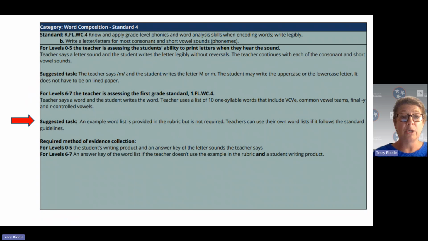This isn't so the person who scores your student's work will know the correct letters that the student should have written. If you are assessing at level 6 and 7, the first grade standard, if you use the 10 words that are in the rubric, you do not need an answer key. But if you use your own words, then you must upload an answer key with the student's writing product. Once you have assessed this standard, then you will want to score the work.